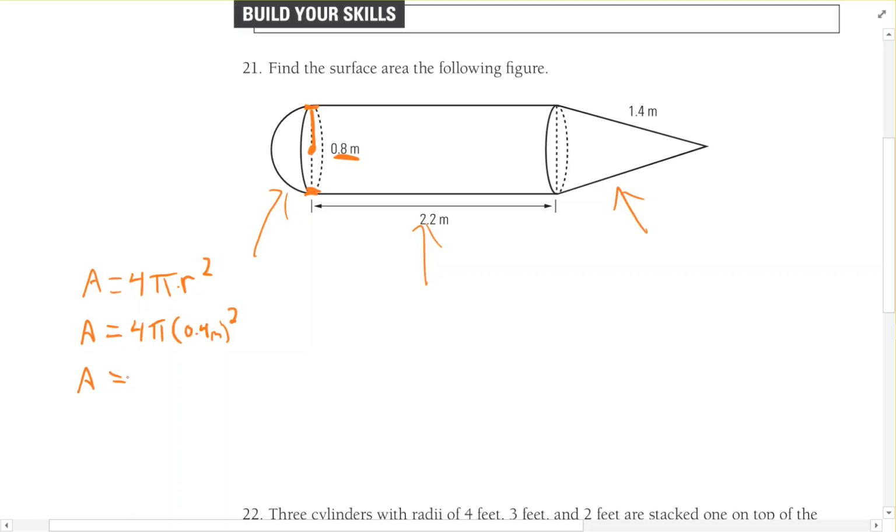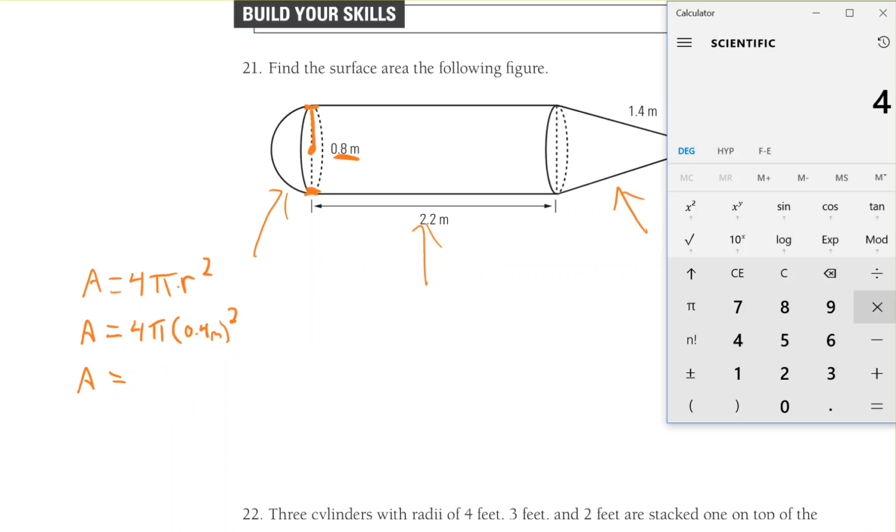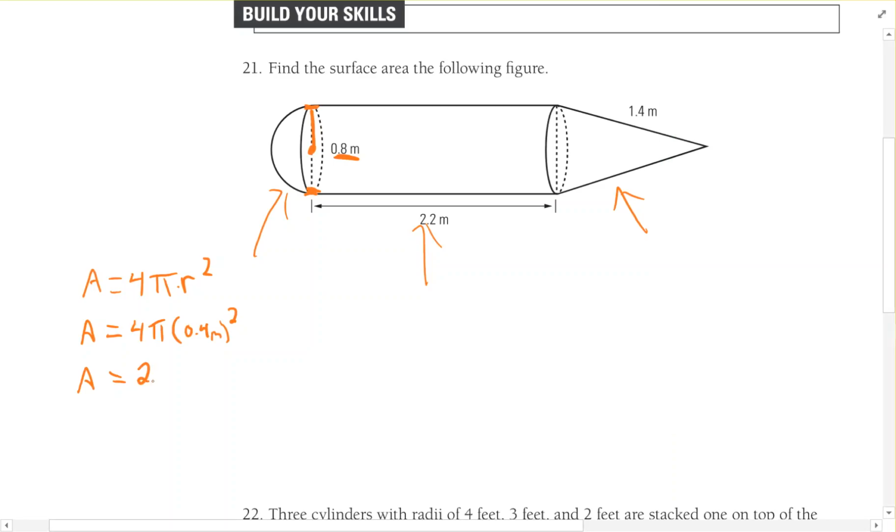So the area there is going to be 4 times pi times, actually, I don't need to write that again. Just go to your calculator, and we'll go 4 times pi times 0.4 squared, and then don't forget to push equals. So it's going to be 2.01 meters squared for my units. I'm going to put a box around that.